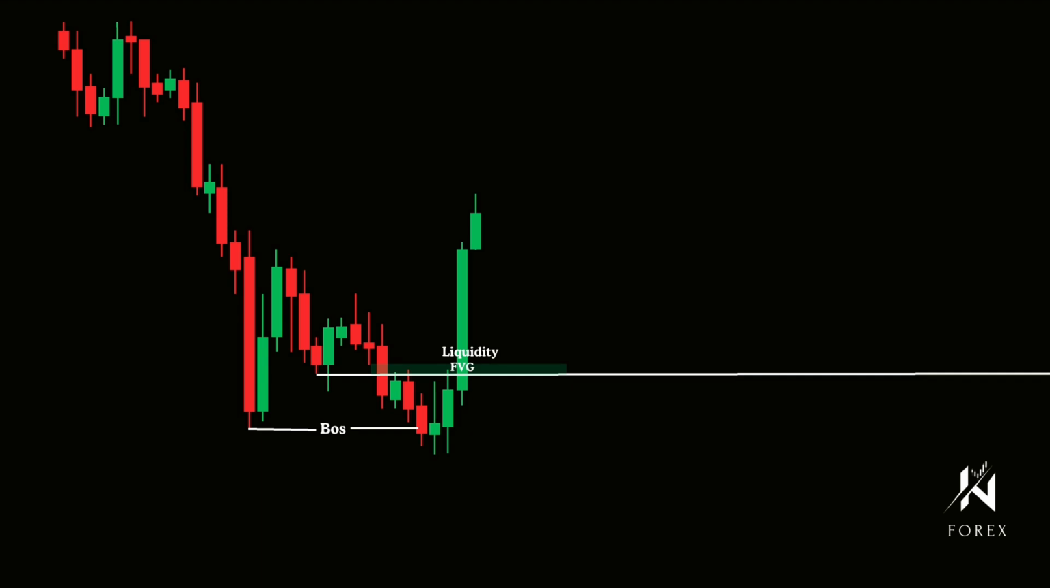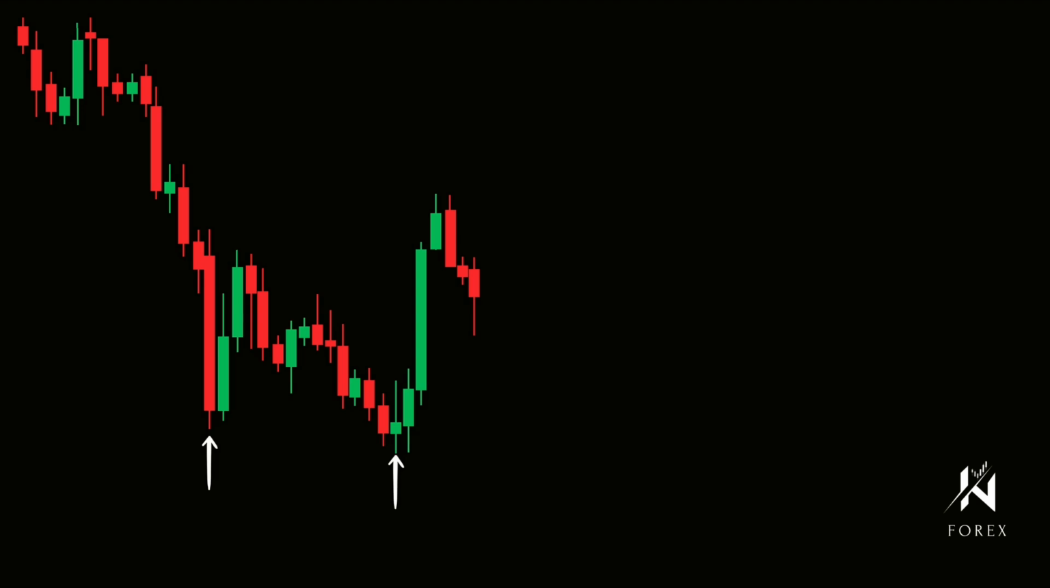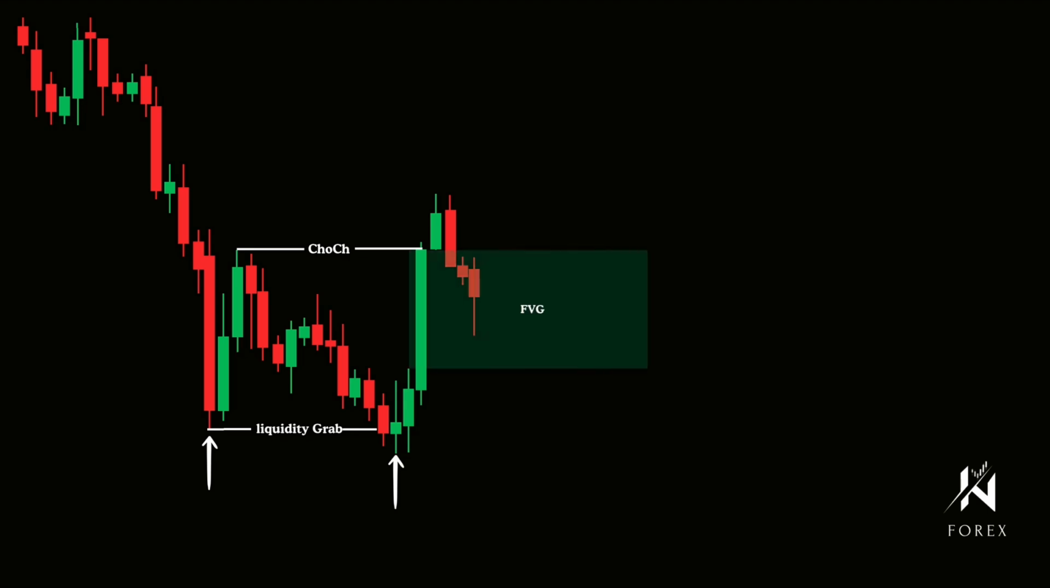Reassessing market structure, back to the 4H chart. Back on the 4-hour chart, the price broke above the recent lower high, invalidating the prior downtrend. We also identified a double bottom reversal pattern, with the second leg acting as a liquidity sweep, strongly signaling a shift to bullish market sentiment. There's also a significant fair value gap that could offer a great long entry opportunity.